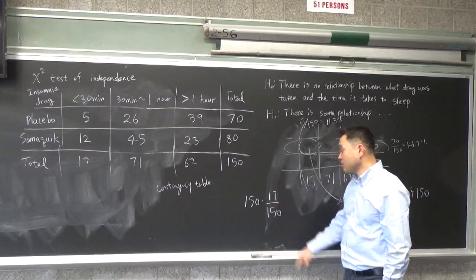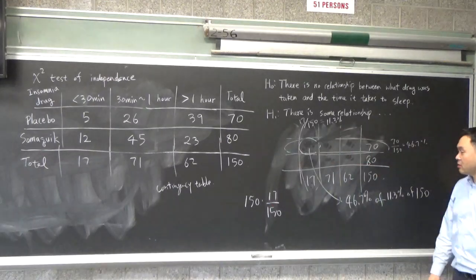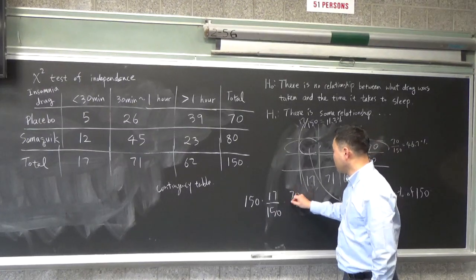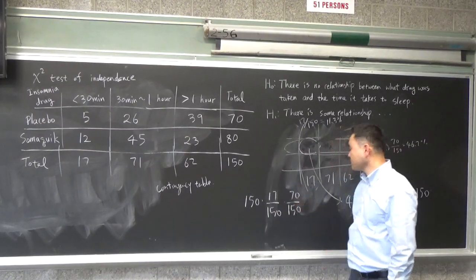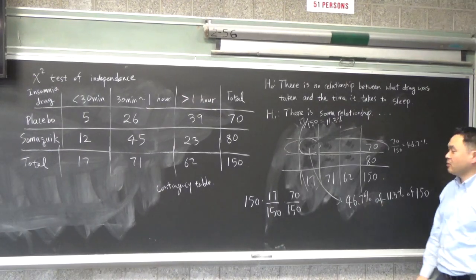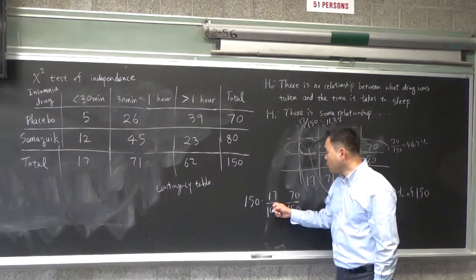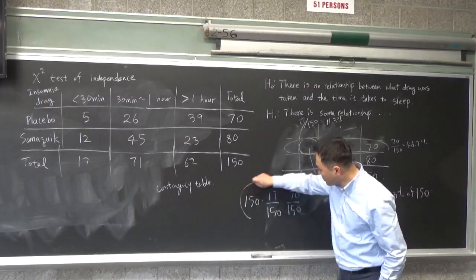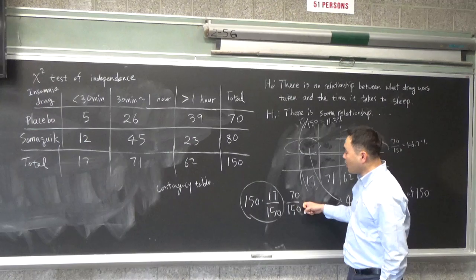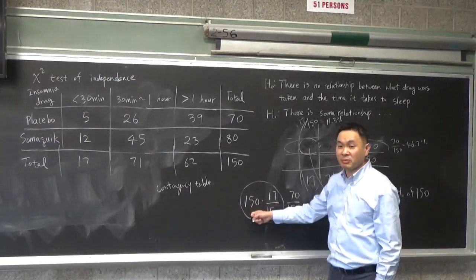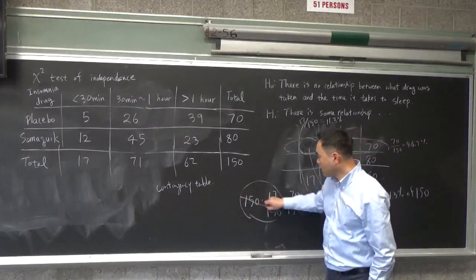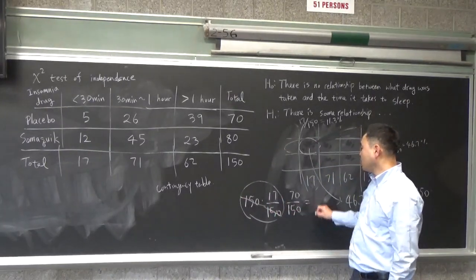That's 11.3%, right? And then times 70 over 150. That's taking 46.7%. So this is 11.3% of 150, that's what it is. And this is 46.7% of 11.3% of 150. That's what it is. Okay, so you calculate this, and what do you get?